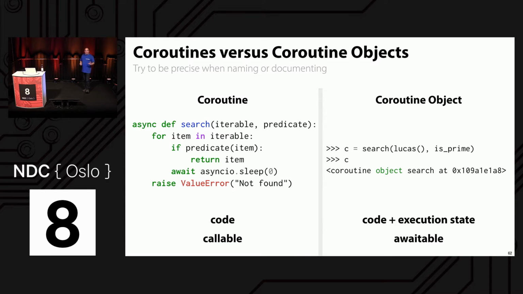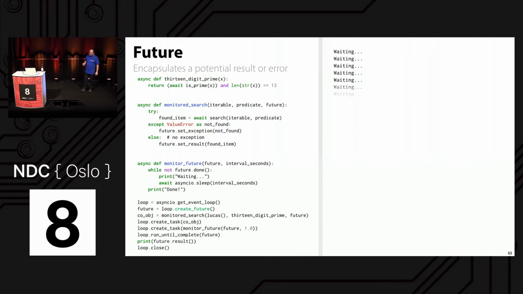Just a note on terminology, I find people aren't very precise when they're writing about these things in documentation, which can be very confusing sometimes. So the thing on the left is a coroutine. It's a bunch of code, and it's callable, we call it. The thing on the right is a coroutine object, which is the code plus its execution state. It's executing code. And those things are awaitable, which is a new concept in Python 3.5. So if you are writing documentation about these things, please try to be precise, because then I can understand your documentation.